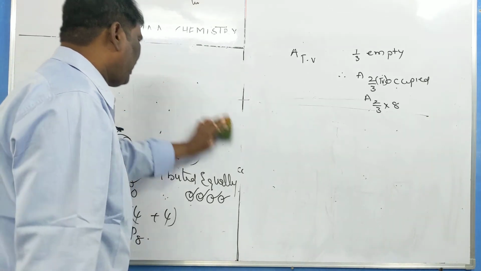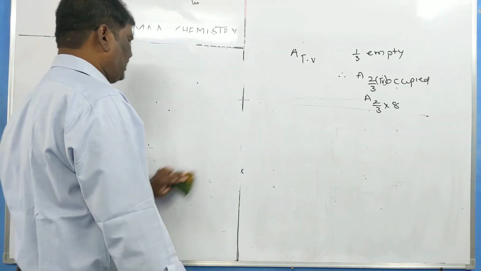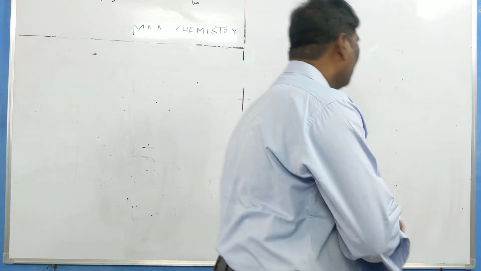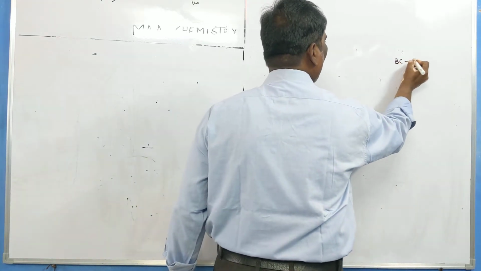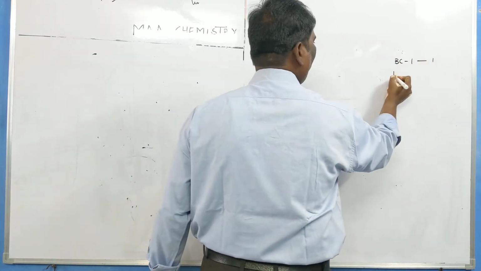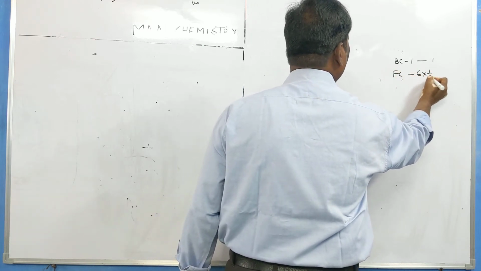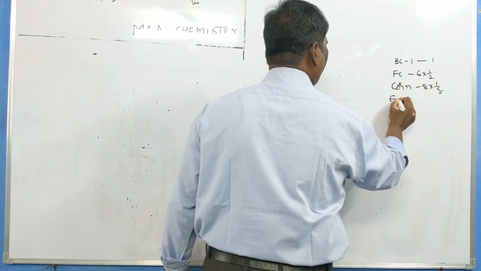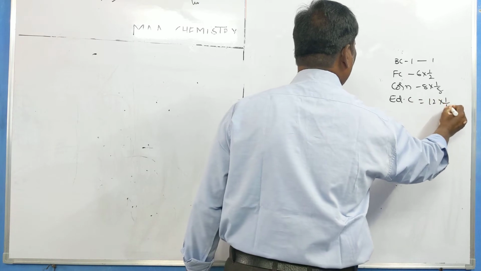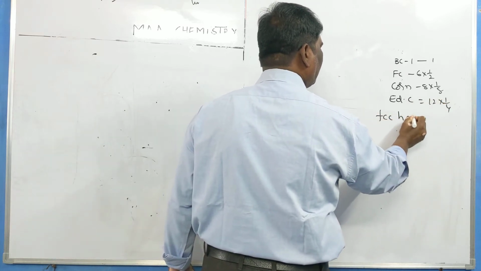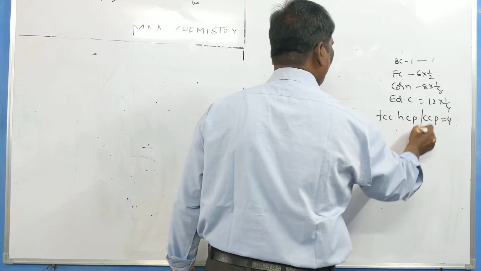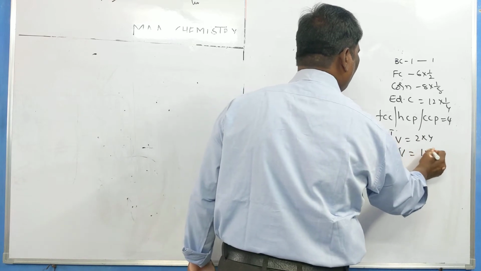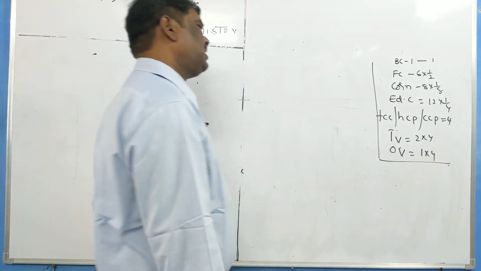Now I am going for the examples. I repeat once again. Tell me, for body center there is 1 and average 1. Face center, 6 are there and we take 6 into 1 by 2. For corner, 8 are there, 1 by 8. For edge center we are taking 12 into 1 by 4. For FCC, HCP, CCP arrangement you take as 4, whereas for tetrahedral 2 into 4. For octahedral you take 1 into 4. By following this we can solve the problem.